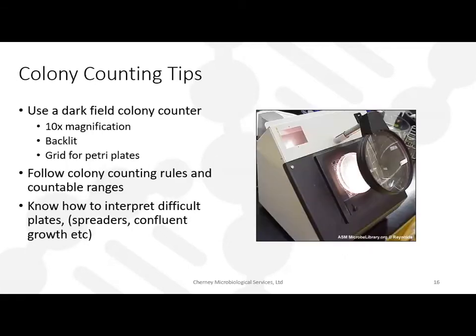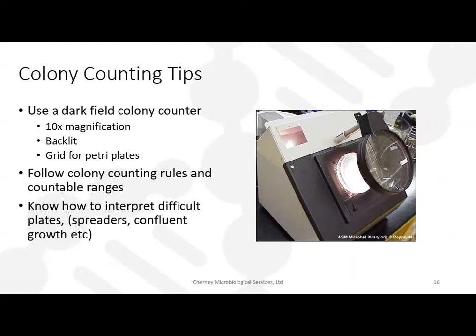So we'll go through some colony counting tips. It's very helpful to have a dark field colony counter. It's pictured over there on the right-hand side. It's backlit, there's a light bulb in there. There's also a grid that you can see. It's very helpful for counting agar plates. And then there's also a magnification glass over the top that gives you a 10x magnification.